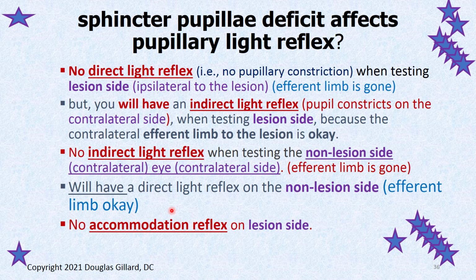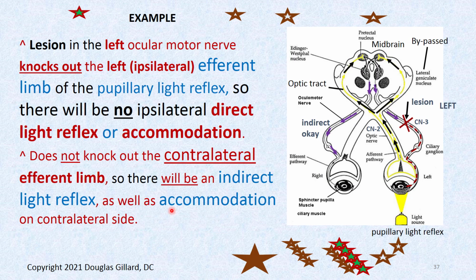If you're testing, well, we'll leave it at that. So accommodation, there'll be no accommodation on the left eye. Everything will be out. So you won't be able to turn your eye inward. There'll be no miosis, there'll be no constriction of the pupil as your finger gets closer to the patient's eye, and the patient won't be able to read anything up close.